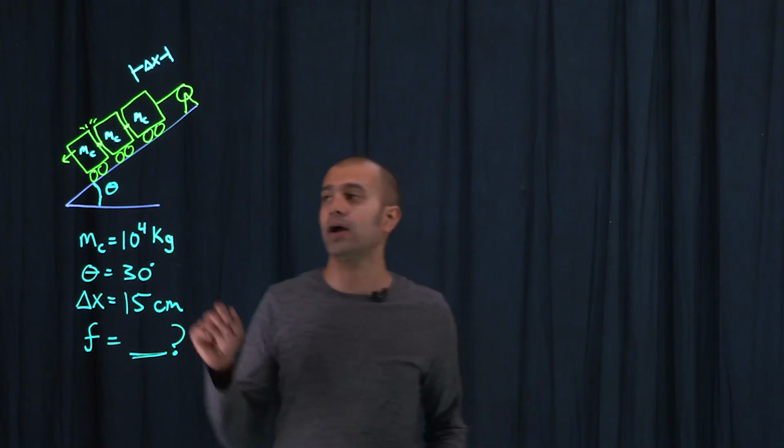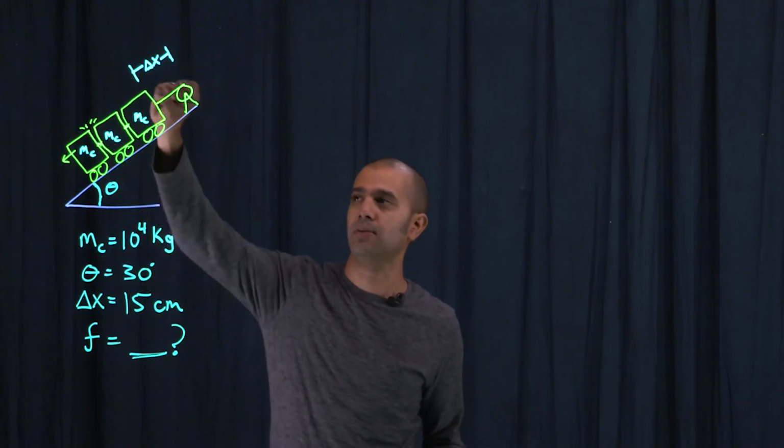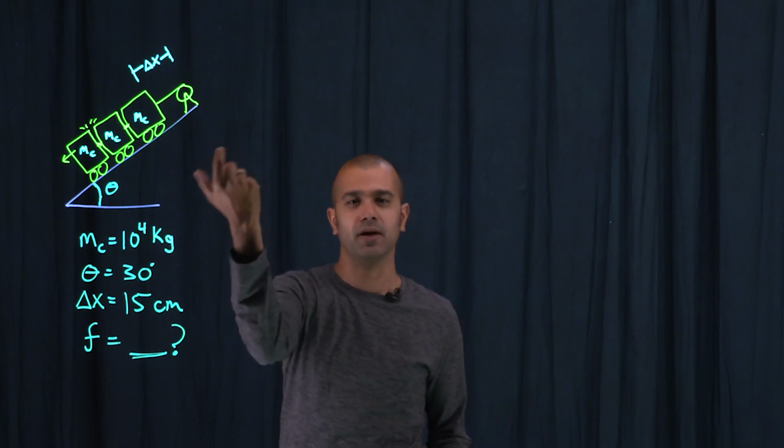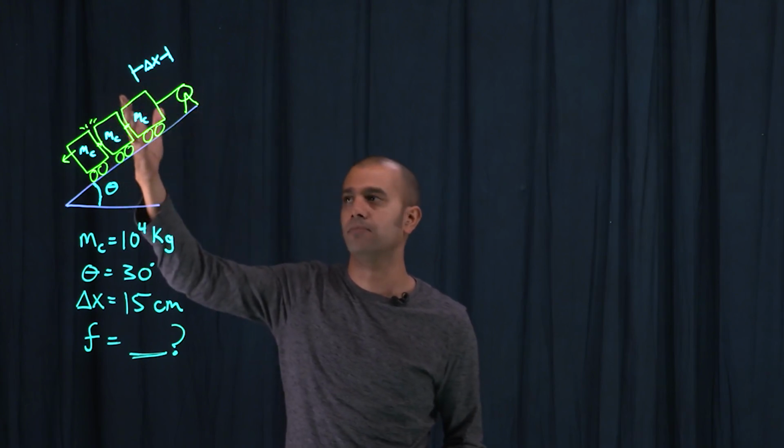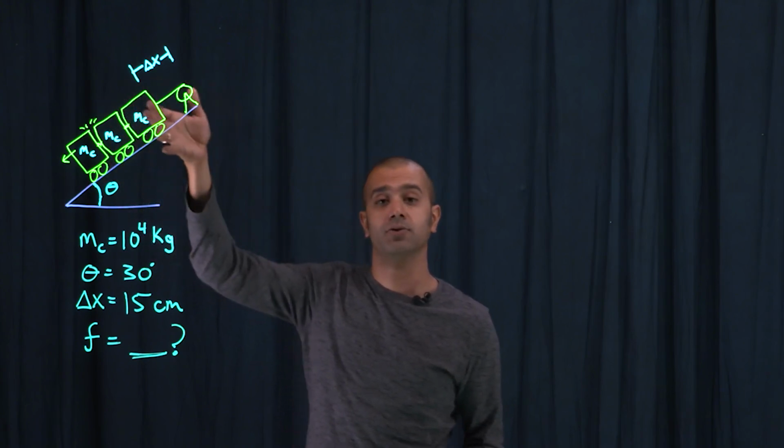Okay, so in this scenario, we have three cars attached to this cable. And this cable kind of acts like a spring in the sense that the more weight you put on the cable, it'll stretch out, just like any sort of thing that follows Hooke's law.